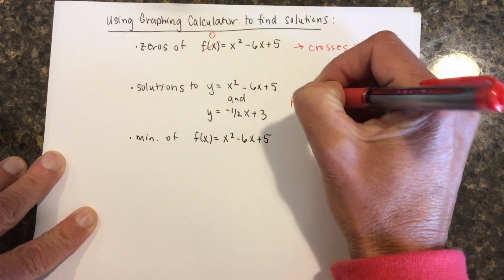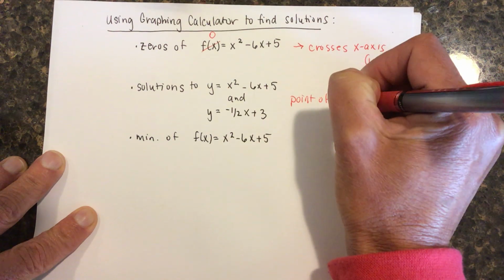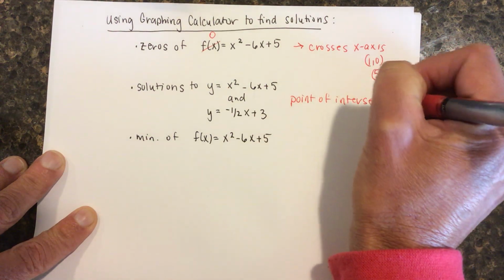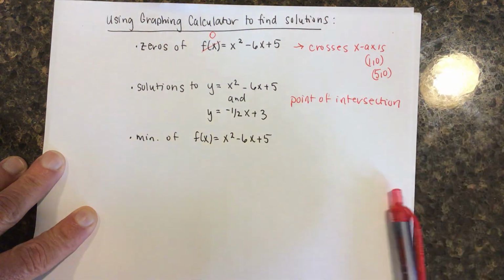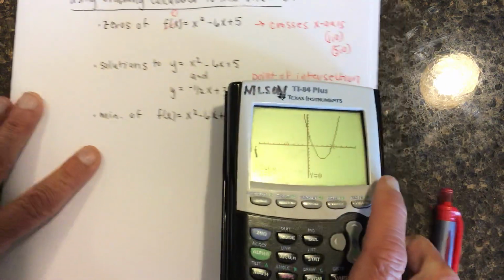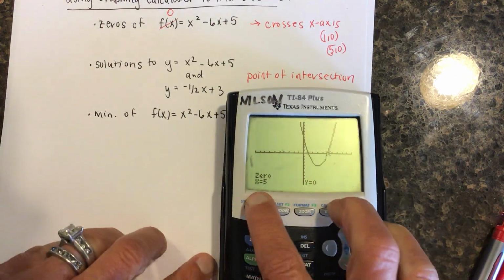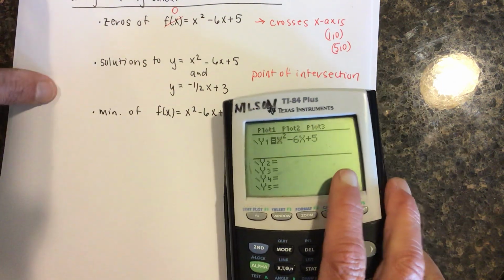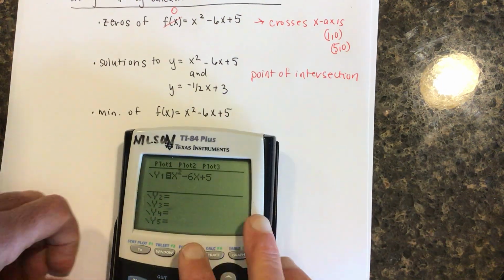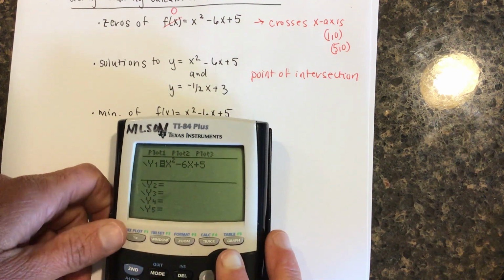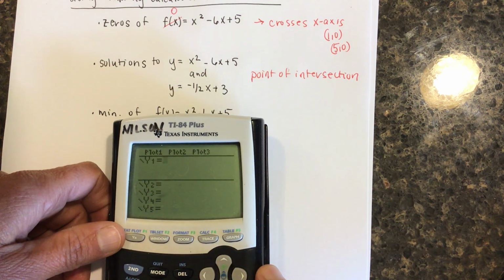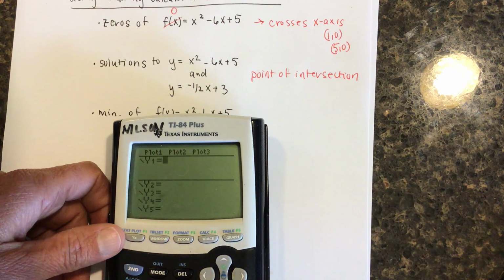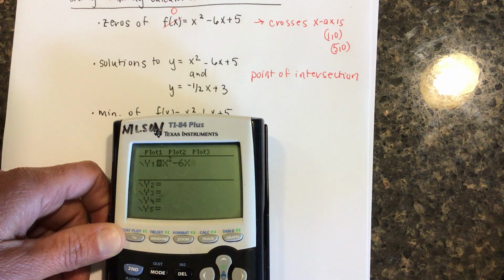So now I'm looking for the point of intersection, where these two graphs cross each other. So I'm going to, again, go back to my y equals so I can get a graph of this. All right, what is x squared minus 6x plus 5?